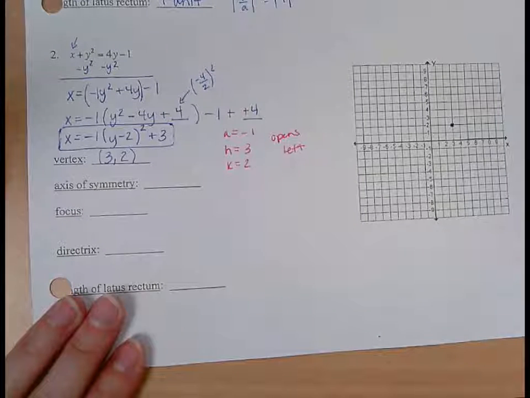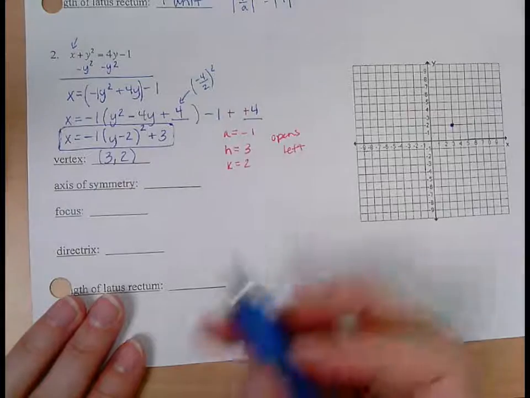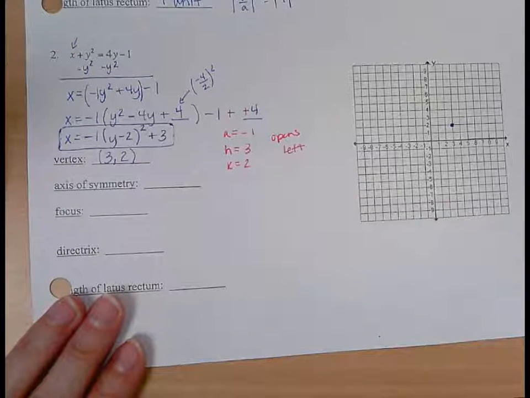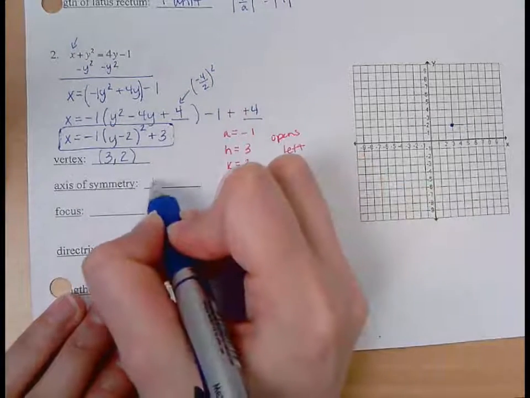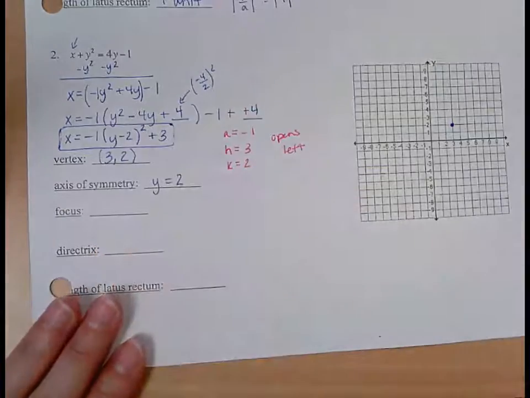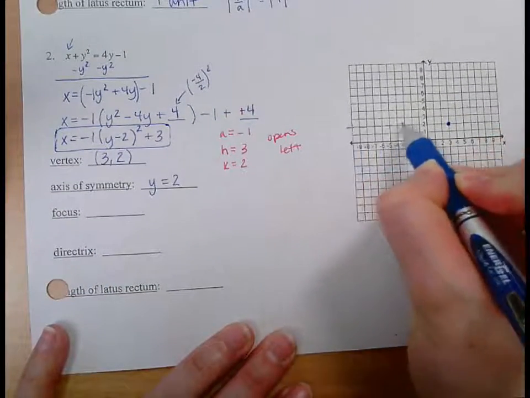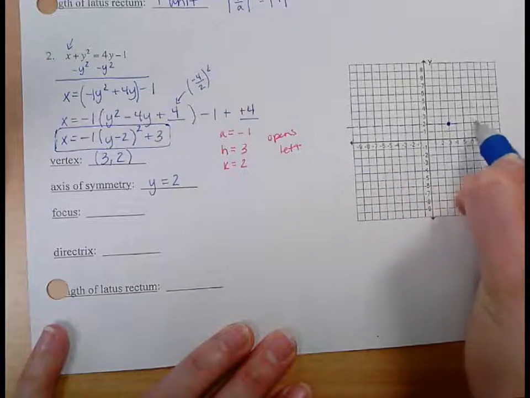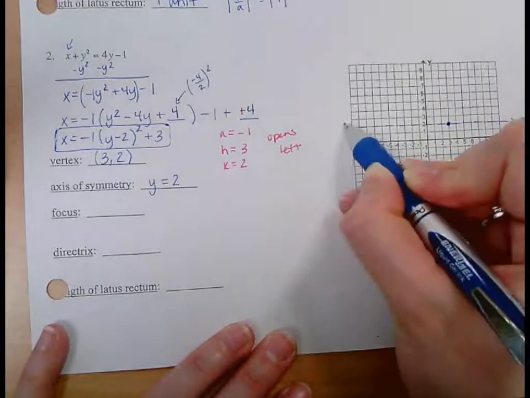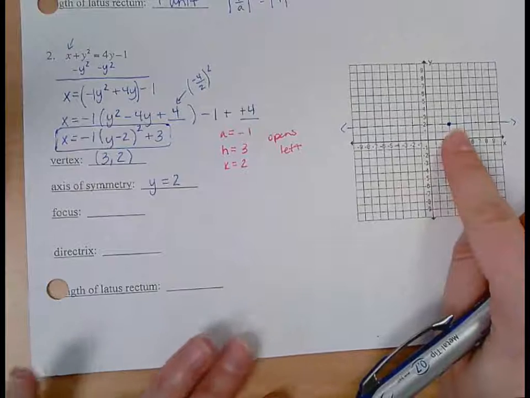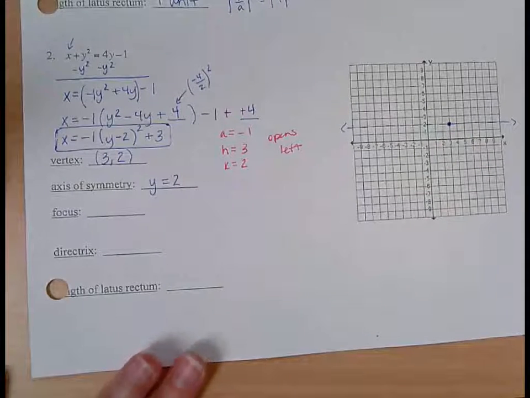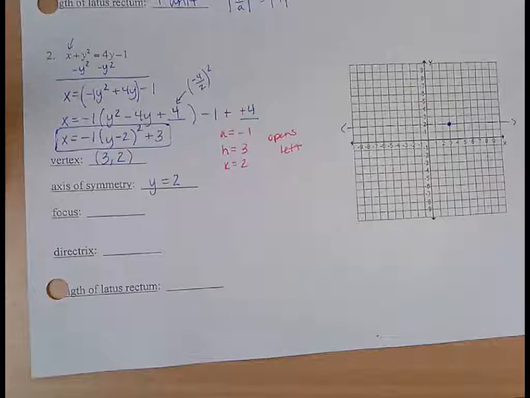Axis of symmetry is now a horizontal line that goes through the vertex. The equation is y equals k. So y equals 2. So I can draw that in as a horizontal dashed line. Double check, it should still be going through your vertex. It's just horizontal, not vertical.